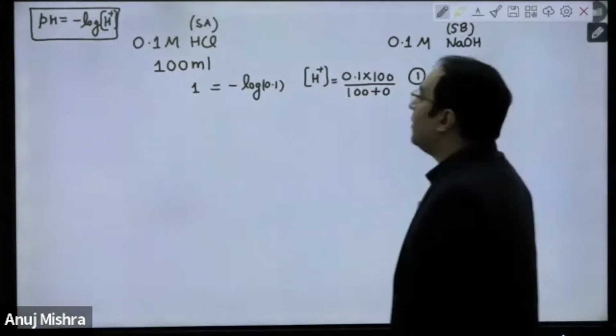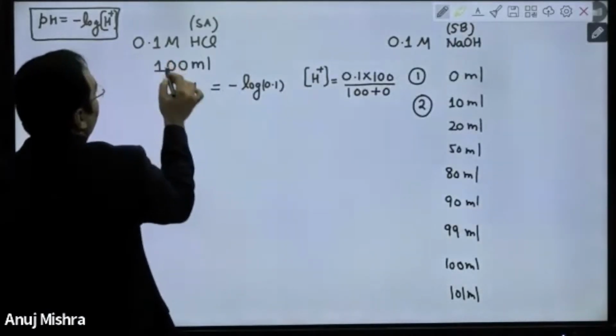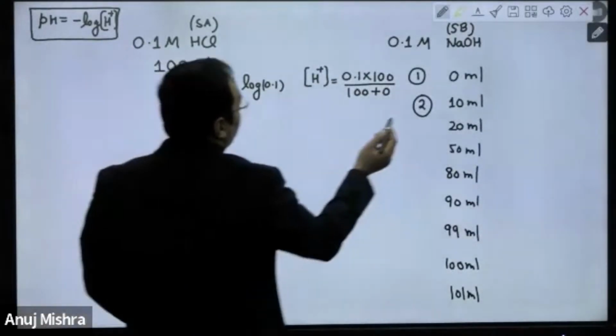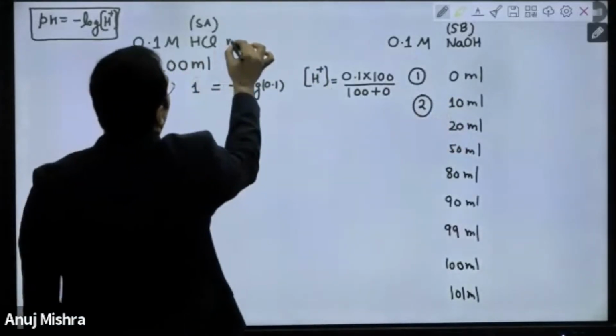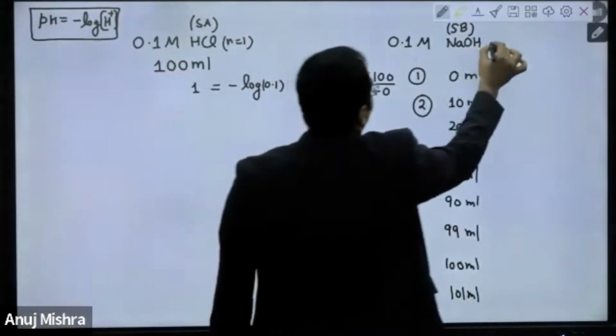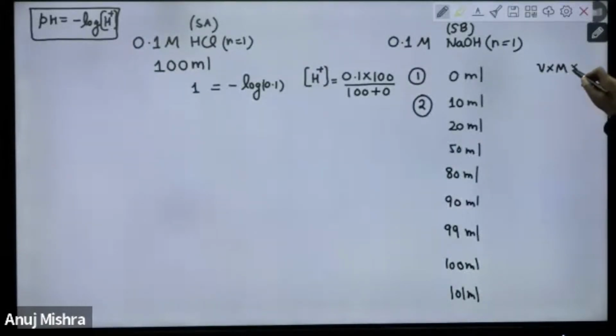Tell me please, how many MEQs of HCl are given? You'll say MEQs of HCl are 0.1 into 100, right? How many MEQs of NaOH will be there? 0.1 into 10. Remember, its N factor is 1 and its N factor is also 1. Niharika, is it clear? Yes, sir. Okay. Volume into molarity into N factor equals.